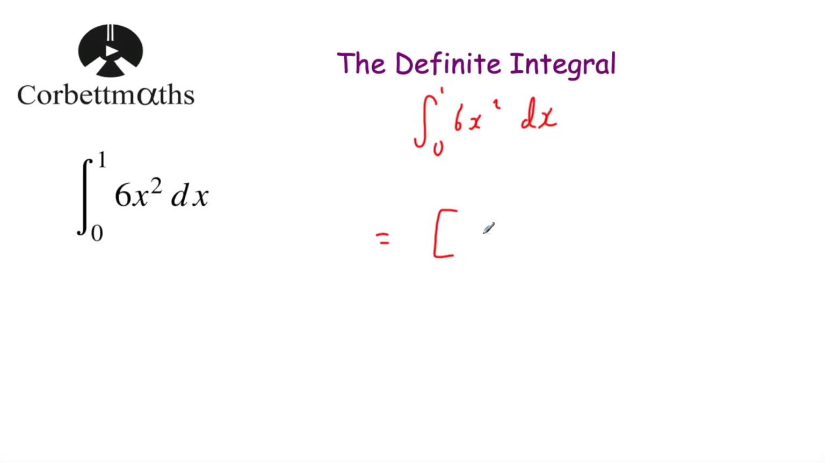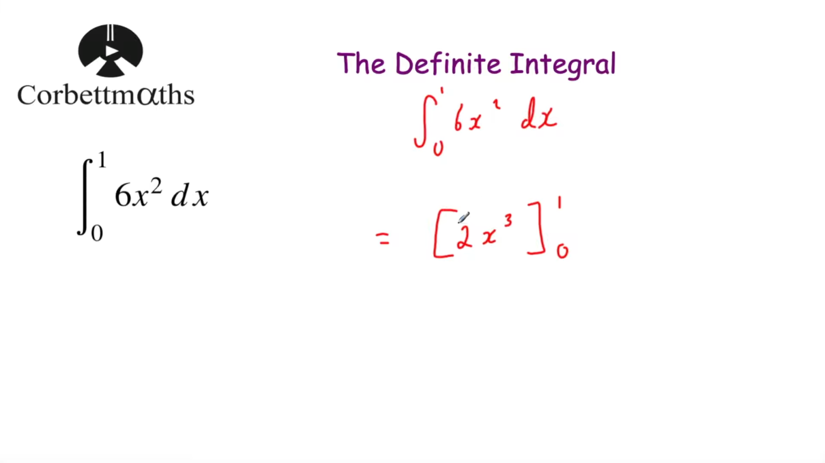So it was 2, it's now going to be 3, or cubed. Now we're going to divide the coefficient by the new power. And 6 divided by 3 is equal to 2. So we've got 2x cubed. And then close our square brackets and put our limits to the right there. So 1 and 0. Okay, now we're going to work this out.